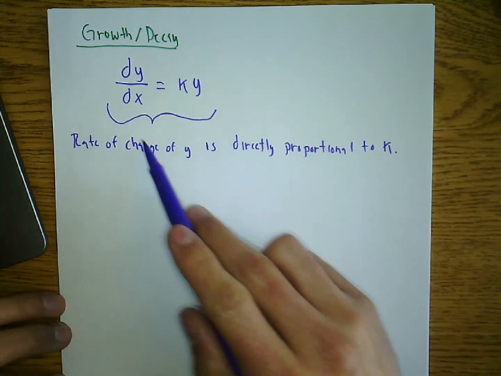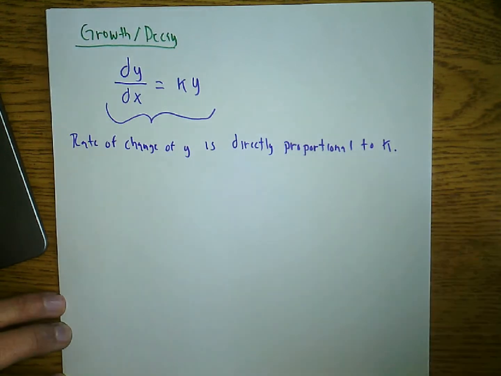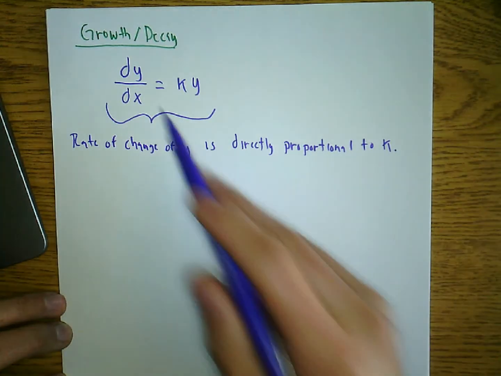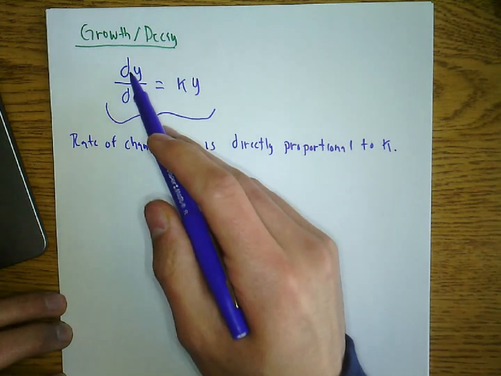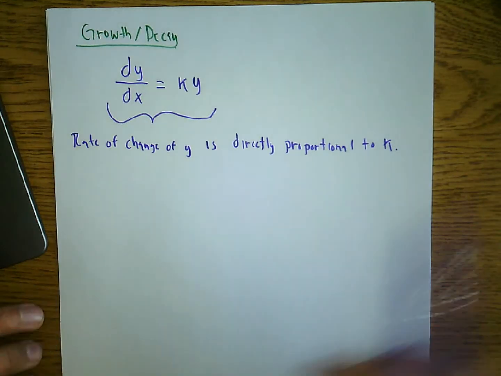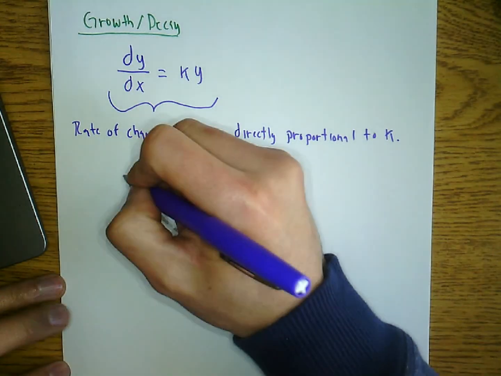So when I see this statement, I'm going to say, okay, the rate of change of y, so it's going to be dy over dx, is directly proportional to k, or that's got to be k times whatever variable you have up here, which in this case was y. Okay? So, how do we solve this differential equation? What do you think? How do I solve it? Separation of variables. Cool. So, separation of variables would give me dy on one side, and dx on the other, right?